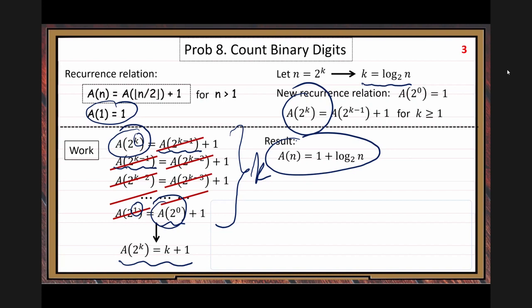Another thing you want to see, because look at this log base 2 function. For a general n, it may not be an integer. In general, it's not an integer. Only when n is a power of 2, it's an integer.